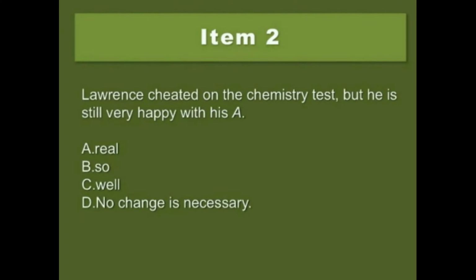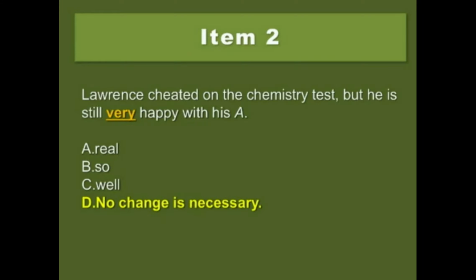Item 2. Lawrence cheated on the chemistry test, but he's still very happy with his A. Should we exchange the word very with A, real, B, so, C, well, or D, this sentence is correct and no change is necessary? Here, no change is necessary. The other words given as choices are adjectives, whereas the word very is an adverb reflecting onto the adjective happy. It is correct.